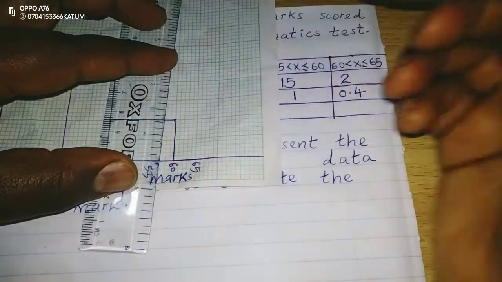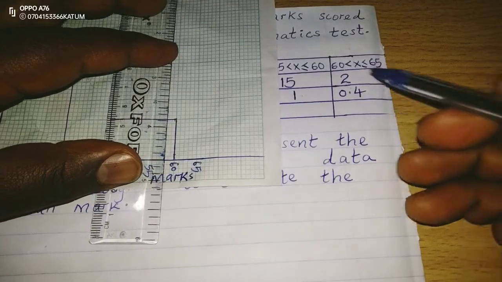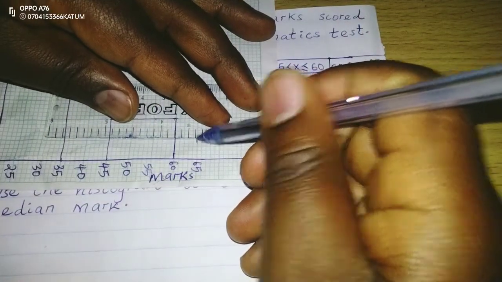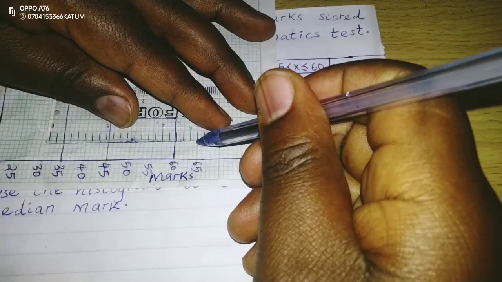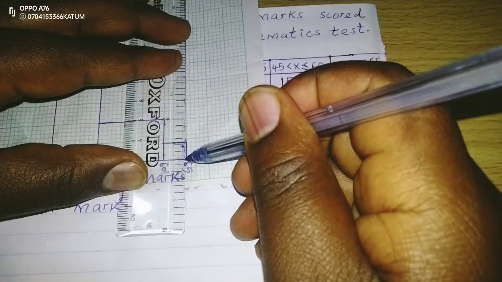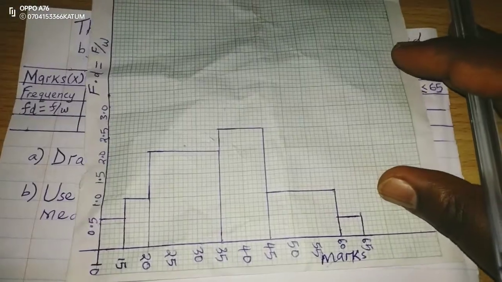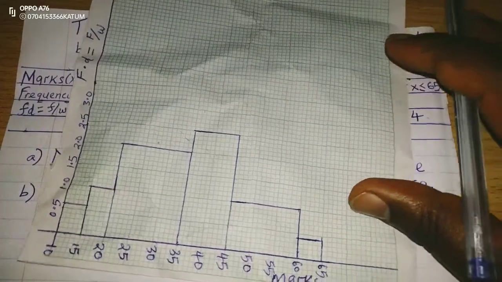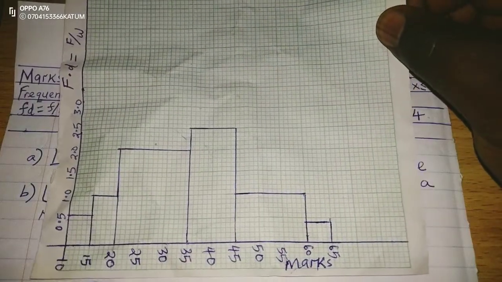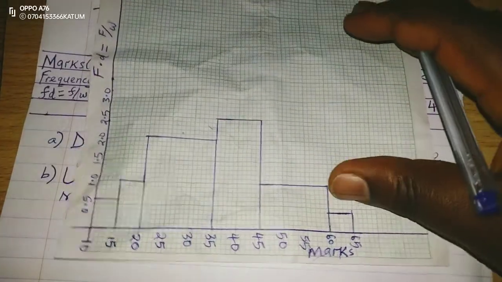Then finally, we are having a class from 60 to 65 and a frequency density of 0.4. So 0.4 is somewhere below 0.5. Then the class is here. So this is our histogram, whereby we have plotted frequency densities against the class boundaries, and we've come up with the graph.